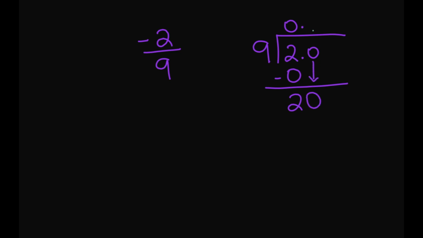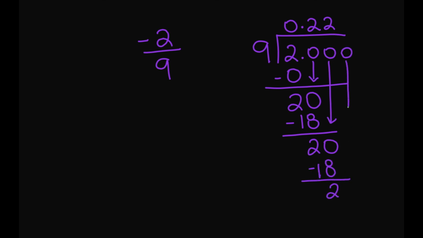9 goes into 20 now. 2 times. 9 times 2 is 18. 20 minus 18 is going to equal 2. Bring down another 0. 9 goes into 20 2 times, we said. 9 times 2 is 18. 20 minus 18 is 2. Bring down another 0. 9 goes into 20 2 times. 9 times 2 is 18. And notice here that my decimal is going to keep repeating.